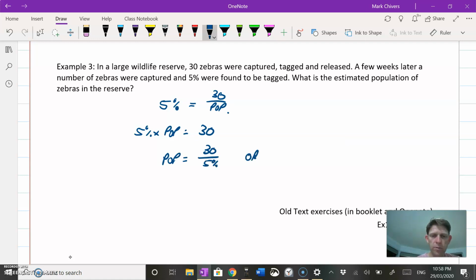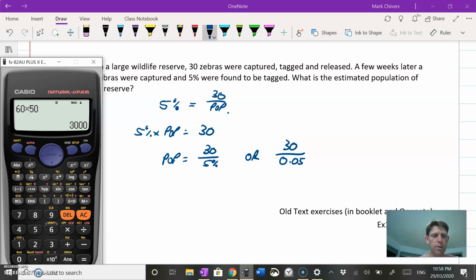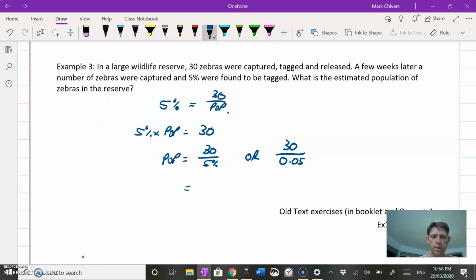Now, we could sort of represent that as 30 divided by 0.05. Either way is going to work. If we use our calculator, 30 divided by, and I'll do 5% on this occasion. Where's the percent button? Right there. And we're going to end up with 600. Right, so that's another way of doing it. If we've got a percentage there, we can just leave it as a percentage. And that might be a little bit easier to understand than multiplying by reciprocals, whatever works for you. So that's the end of that particular idea.